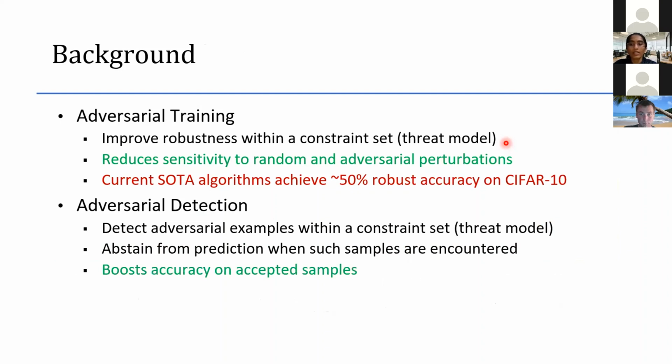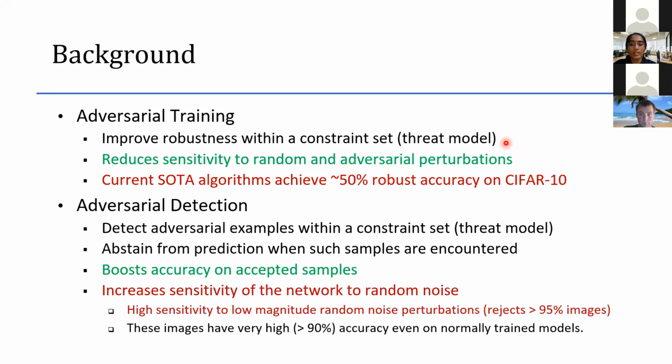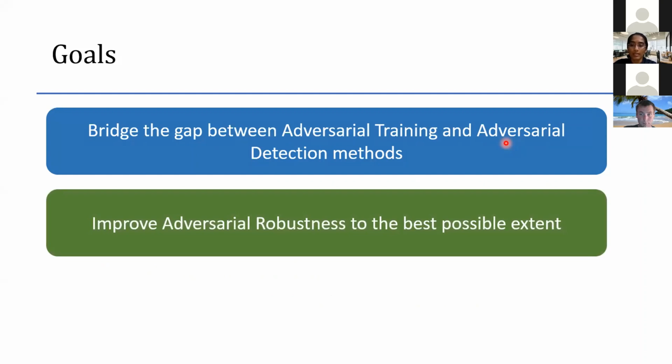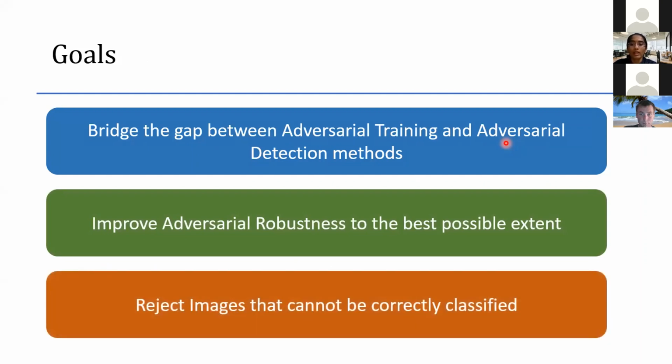On the other hand, adversarial detection methods aim to detect adversarial examples and abstain from prediction when such examples are encountered. This boosts the accuracy on accepted samples, but the training process could increase the sensitivity of the network to random noise. We find that state-of-the-art adversarial detection method CCAT rejects more than 95% images which are perturbed with very low magnitude Bernoulli noise. In fact, the accuracy of even a normally trained model on such images is more than 90%. In this work, we aim to bridge the gap between adversarial training and adversarial detection methods by improving robustness to the best possible extent and rejecting images which cannot be correctly classified.